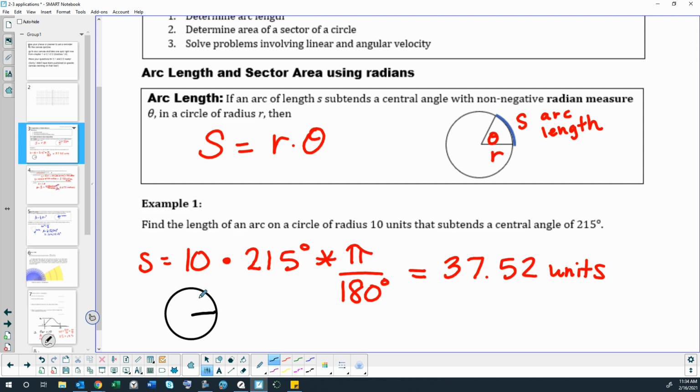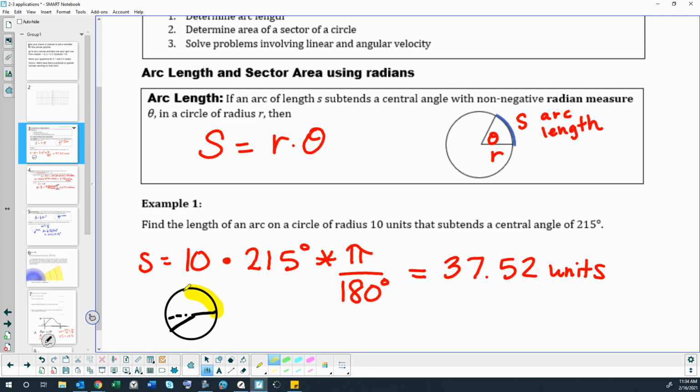So 215 degrees, that would be past 180, right? 180 would kind of be straight across here. So 215 minus 180, would that be like 35 degrees past 180? So I'm just approximating. The picture doesn't matter at all. They didn't ask us to draw a picture. I'm just making sure we see what we're doing.